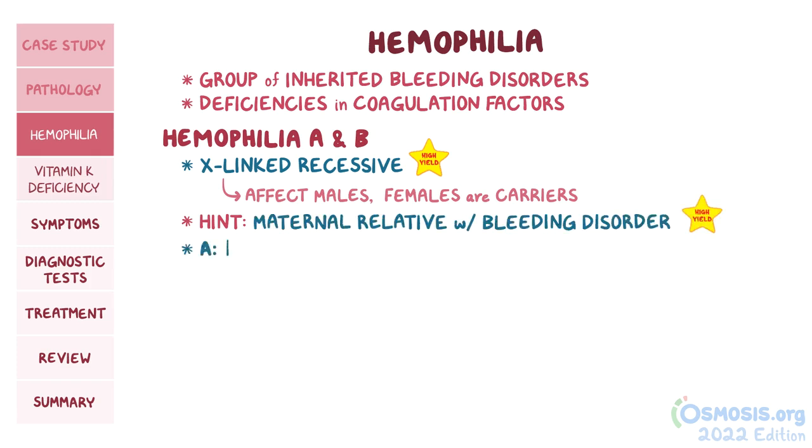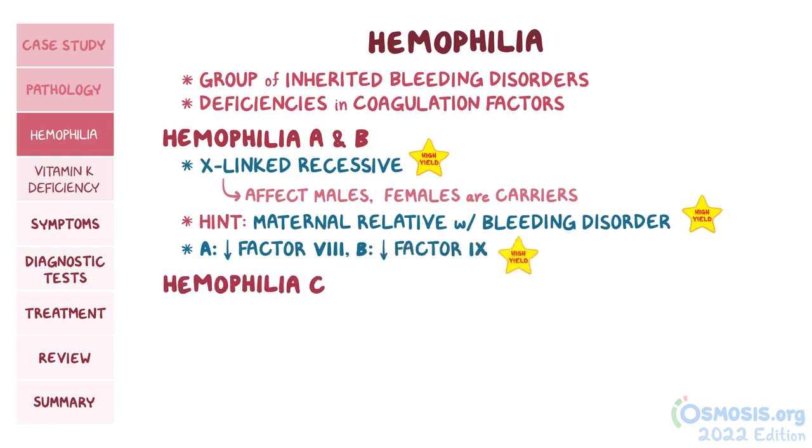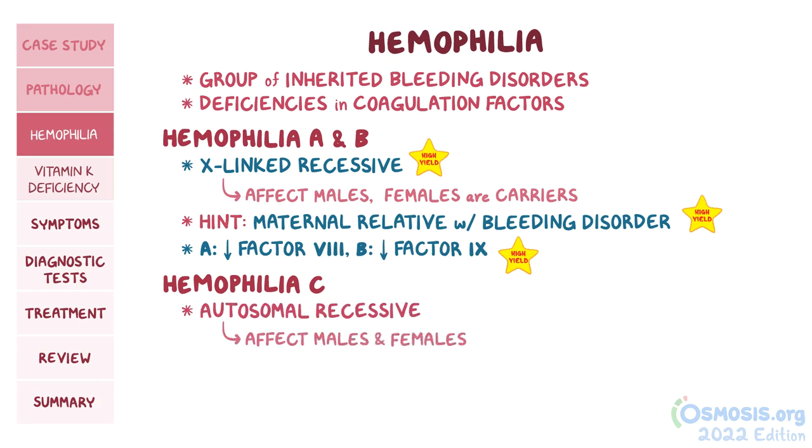Hemophilia A causes a deficiency in factor VIII, while hemophilia B leads to a deficiency in factor IX. Hemophilia C, on the other hand, is an autosomal recessive disorder, meaning it can affect both males and females, leading to a deficiency in factor XI.